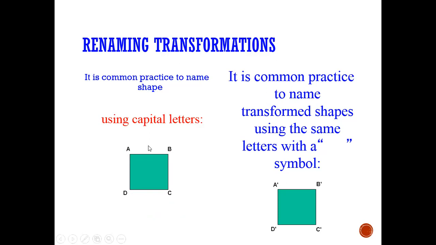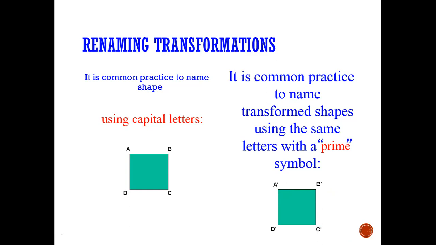As you can see here, you're given a square, and each of the vertices is labeled A, B, C, and D. The next point is that it is common practice to name transformed shapes using the same letters with an inverted comma symbol. You can call it A prime, or you can even call it A dash.